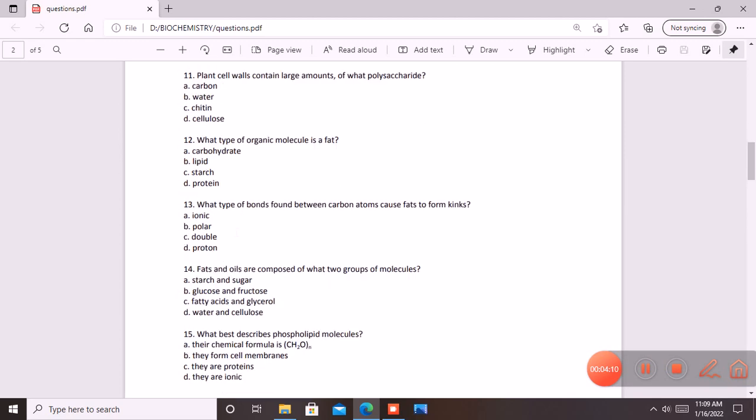Question 12 says, what type of organic molecule is fat? Fat is a lipid. Fats and oils are lipids. So question 12, the answer is B. Let's not waste time on this.